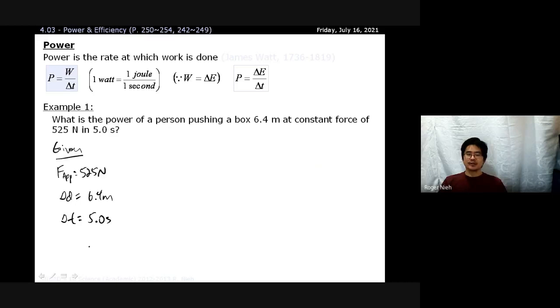Now, it's up to you how you decide to solve these problems here and beyond. Some people, what they'll do first is that they'll first figure out how much work was done. So they'll say work is equal to force applied times distance, and they'll multiply the 525 newtons by the 6.4 and get to an answer.